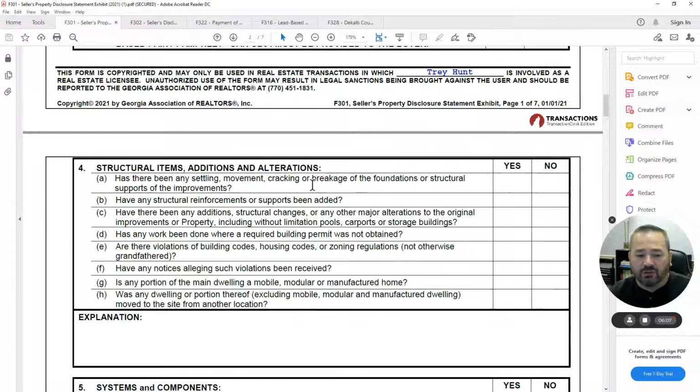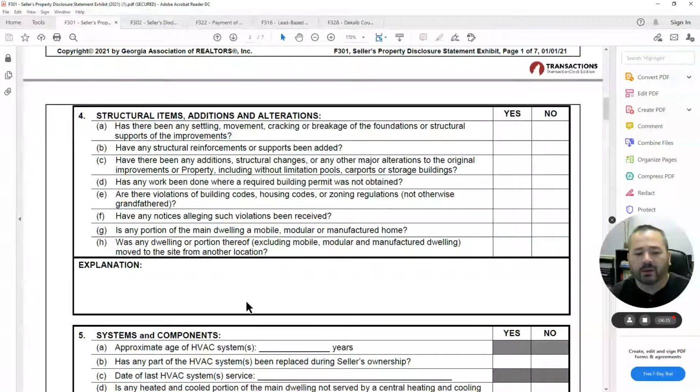It asks about our structural items. Has there been any settling, movement, cracking, or breaking of the foundation? Are there any structural reinforcements? And those questions go on. Certainly, foundation issues are some of the biggest issues that a property could face. So that's certainly, when you're representing a buyer, something that wants to be an alert.